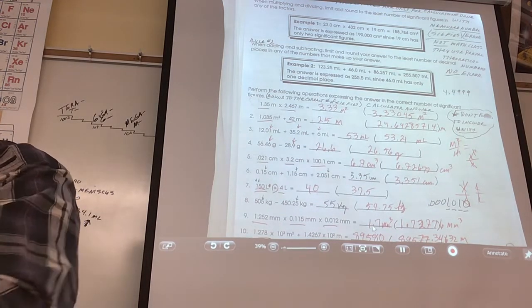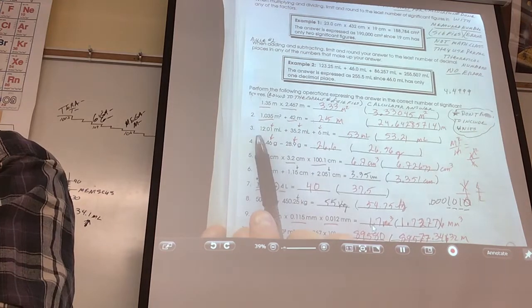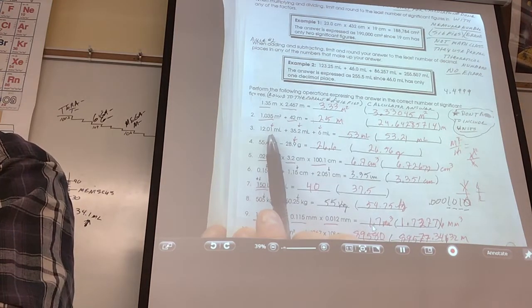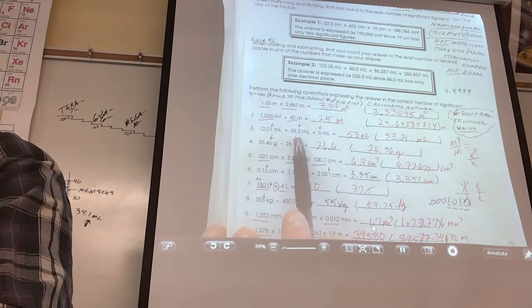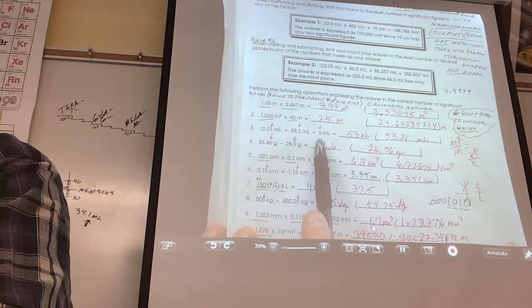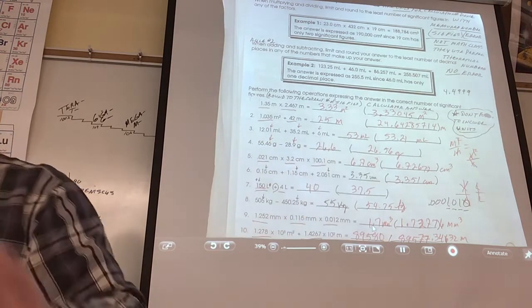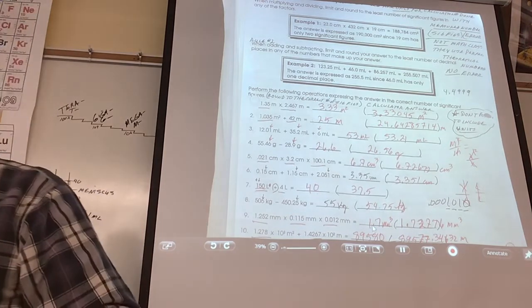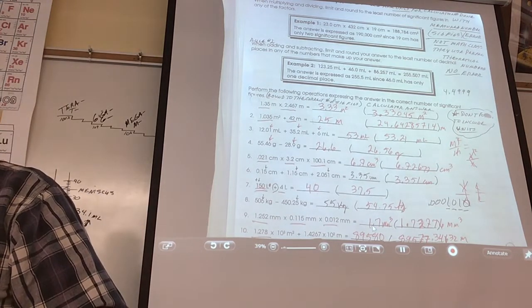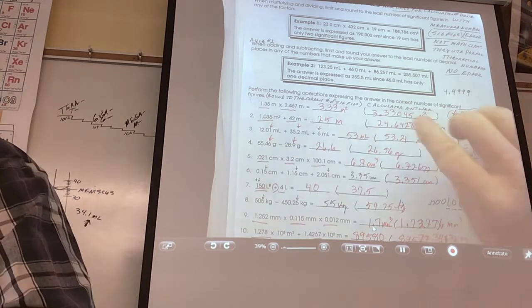Now, look at this right here. You don't say sig figs. You say hundreds place, tenths place, ones place. So what's the least number of decimal places? The ones place.